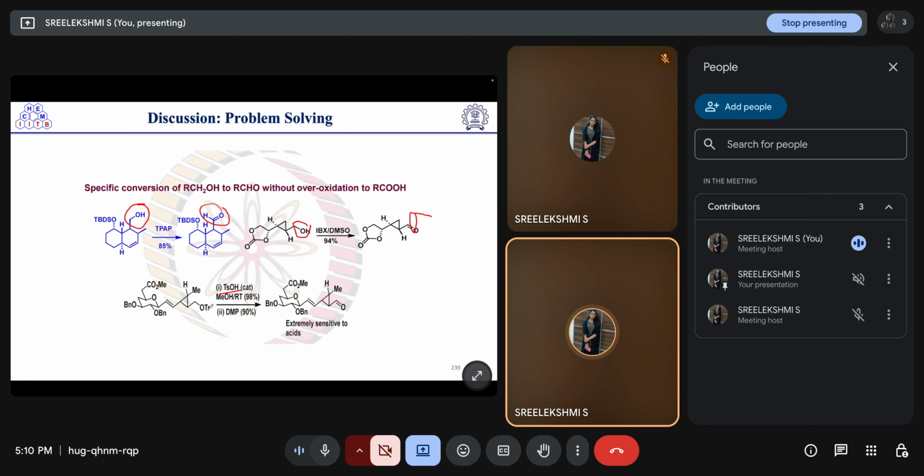This compound is extremely sensitive to acid, so DMP is a very mild reagent which we can use in this situation. And in all these cases, as we can see, the reaction is stopping at the aldehydic stage and it is not going into carboxylic acid.